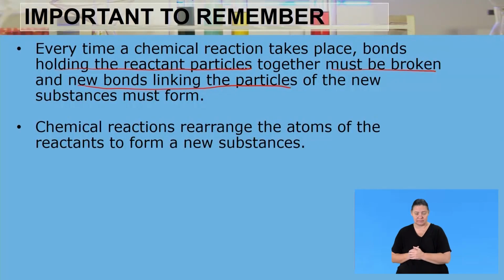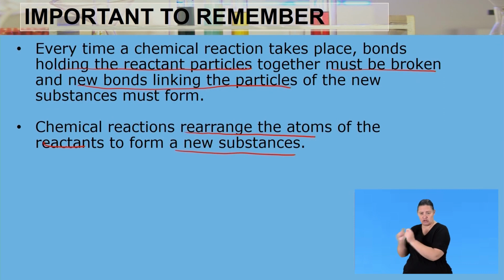Also, what's important to remember is that chemical reactions rearrange the atoms of the reactants to form a new substance. So whenever a chemical reaction is taking place, the reactants are going to break the existing bonds, and once they break the existing bonds, they are going to rearrange to form something new. And that's something you remember, it is a product.